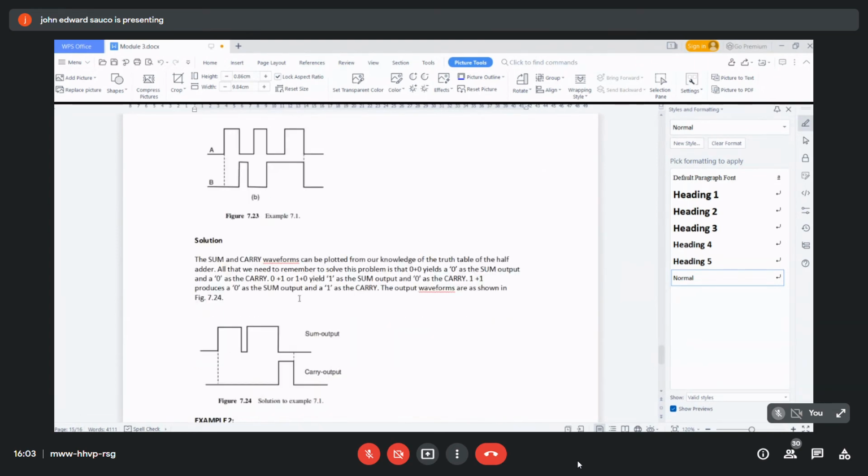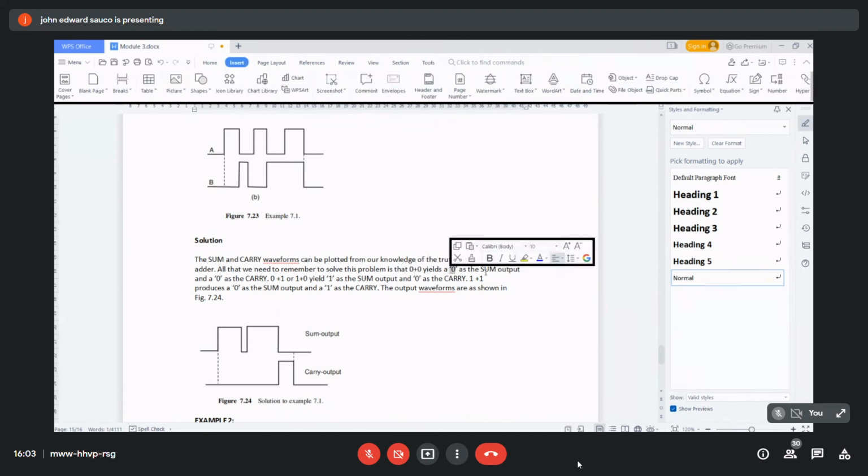Okay? So, yung solution dyan is, alam naman natin na knowledge of truth table of half adder is all we need to remember to solve this problem. Yung 0 or 0 is 0. Siyempre, yun yung sum. And a 0 as the carry based dun sa ating truth table ng half adder. Okay, so yan is yung 0 or 1 or 0 is 1. Siyempre, yun yung sum ulit. And then 0 yung carry doon. Yung 1 or 1 is 0, yun yung sum, pero may carry tayong isa. So, yun yung sinabi lang dito yung table.